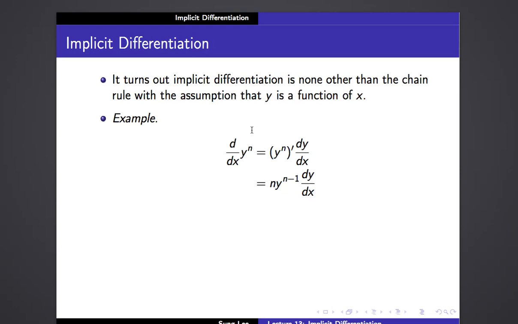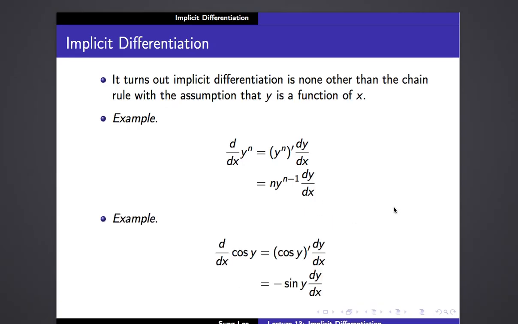By the way, this derivative of y to the power n also appears so often. Although this is an example, at the same time you might want to consider this as an important formula that you would like to remember.